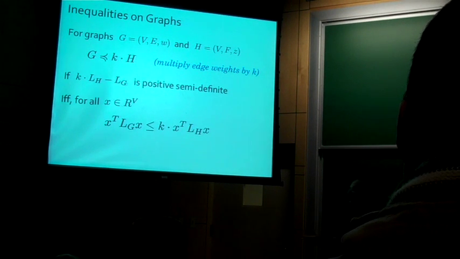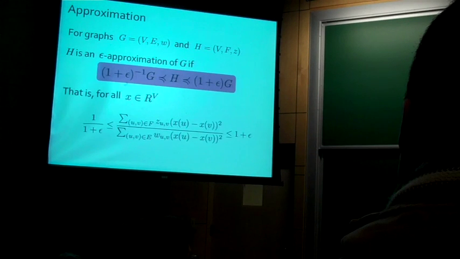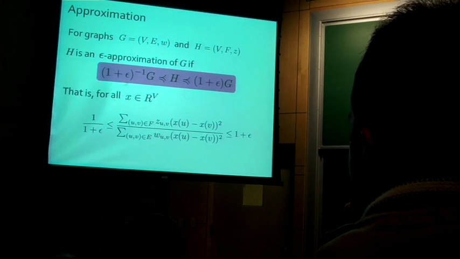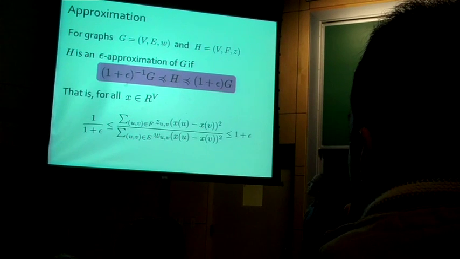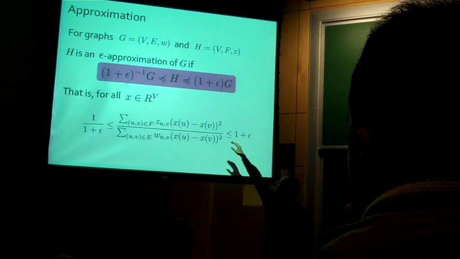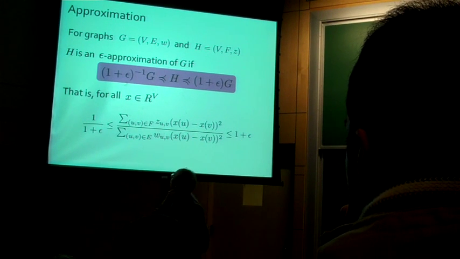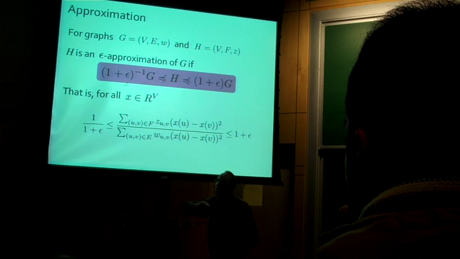Okay, now I've got a notion of inequalities on graphs. I can make my notion of approximation more precise. For graphs G and H, I will say that H is an epsilon approximation of G if H is less than or equal to 1 plus epsilon times G, and in turn is greater than or equal to 1 over 1 plus epsilon times G.